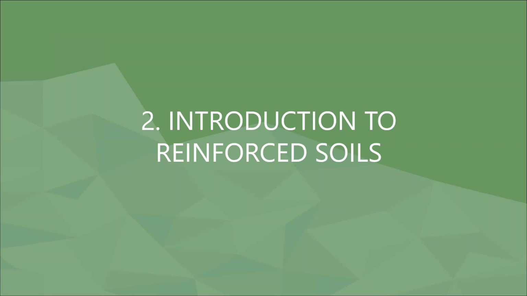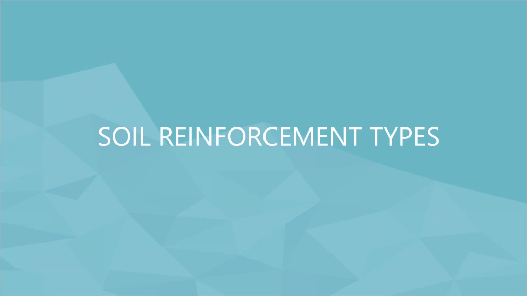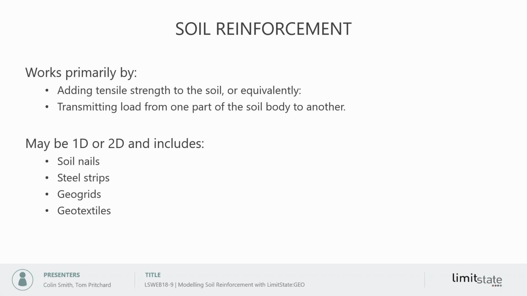So, a quick introduction to soil reinforcement and types. Soil reinforcement works primarily by adding tensile strength to the soil, or equivalently transmitting load from one part of the soil body to another through a tensile element. Such reinforcement might be one-dimensional or two-dimensional. So your one-dimensional reinforcement would be soil nails or steel strips, and 2D reinforcement typically geogrids or geotextiles.